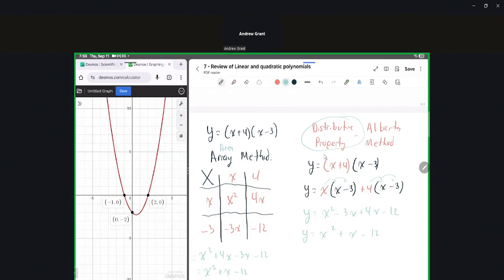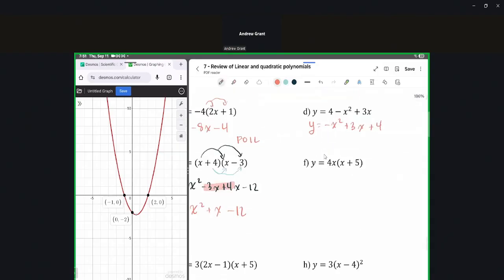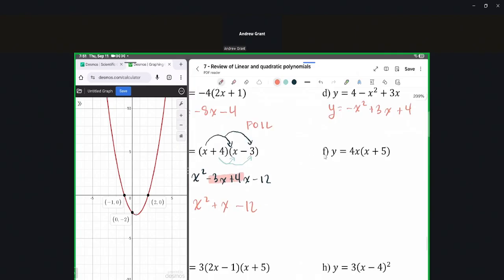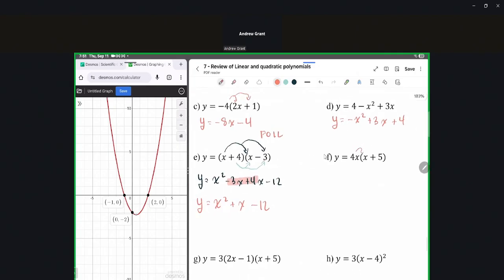We have y is equal to 4x times the quantity x plus 5. So we want to take 4x times x and 4x times 5. And so 4x times x is going to be 4x squared. 4x times 5 is just going to be 20x.